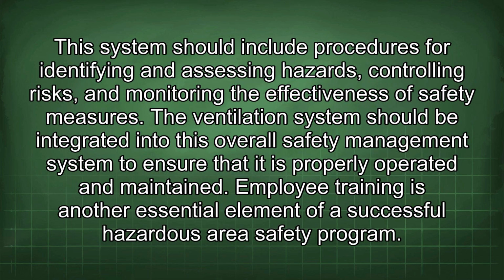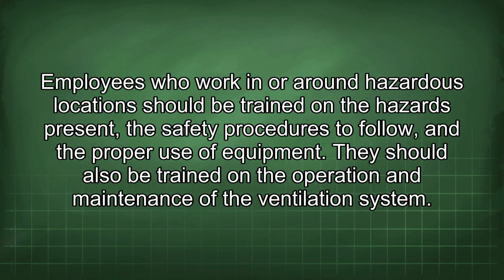In addition to the technical aspects, it is crucial to have a robust safety management system in place. This system should include procedures for identifying and assessing hazards, controlling risks, and monitoring the effectiveness of safety measures. The ventilation system should be integrated into this overall safety management system to ensure that it is properly operated and maintained. Employee training is another essential element of a successful hazardous area safety program. Employees who work in or around hazardous locations should be trained on the hazards present, the safety procedures to follow, and the proper use of equipment.